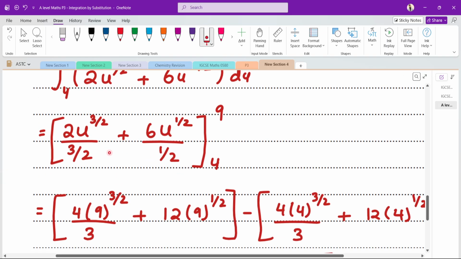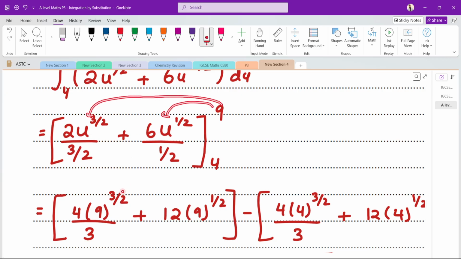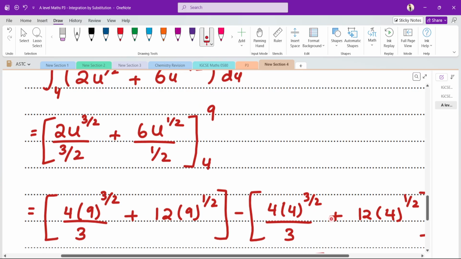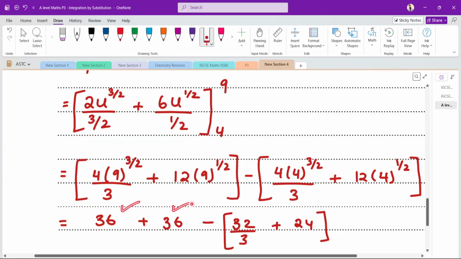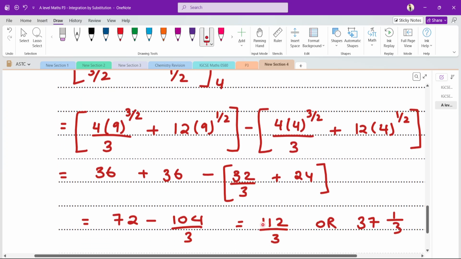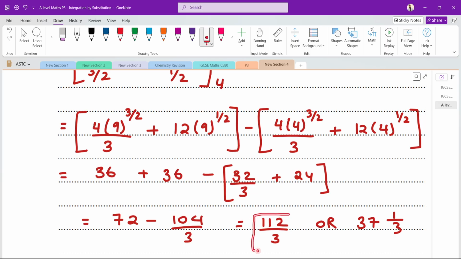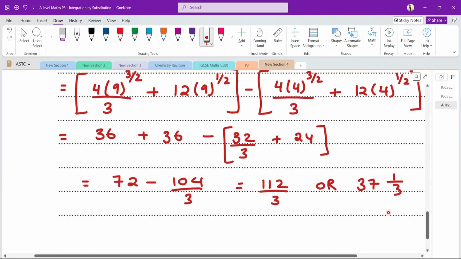So now what happens? We plug in the value of 9 over here and over here. Okay, so that's the substitution. Then after that, you plug in the value of 4 into the bracket. Okay, there's a second bracket. Simplify it. Here you have 36 plus 36 minus 32 upon 3 plus 24. Simplify it. You get 72 minus 104 divided by 3 equals 112 upon 3, or you can also write this in mixed form, that is 37 1 upon 3. Okay, and that is the answer to this question.